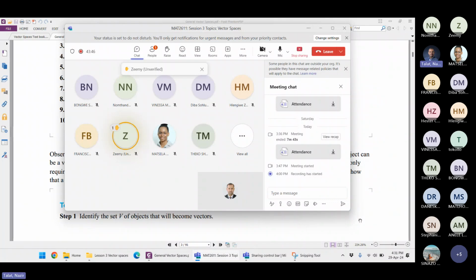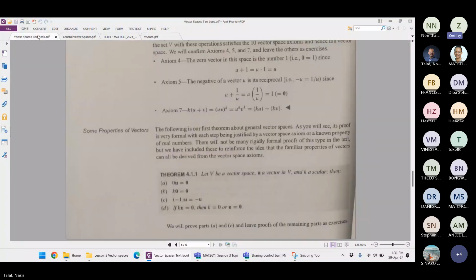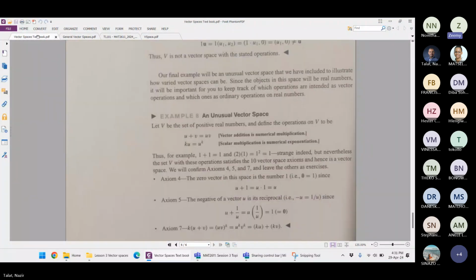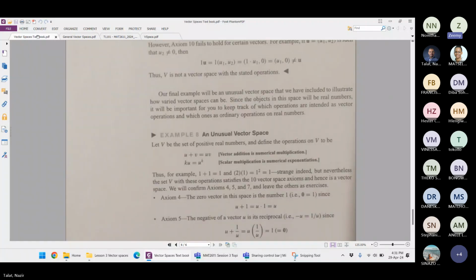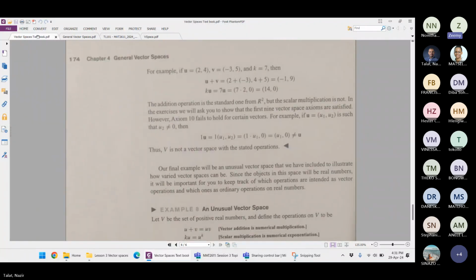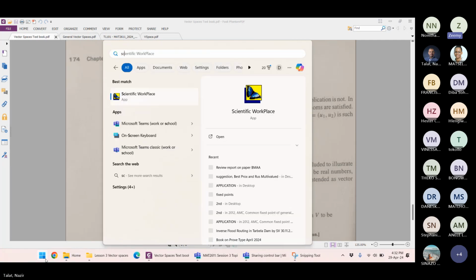Students, yes, please. Yes, Professor, could you please go over the example that you showed on page 174 that I just didn't understand, where there's 7 times u and then it's not part of the vector space? Yes, example one, this one. Okay, let me find it. It shows that it's not part of the vector space. I just didn't get it.